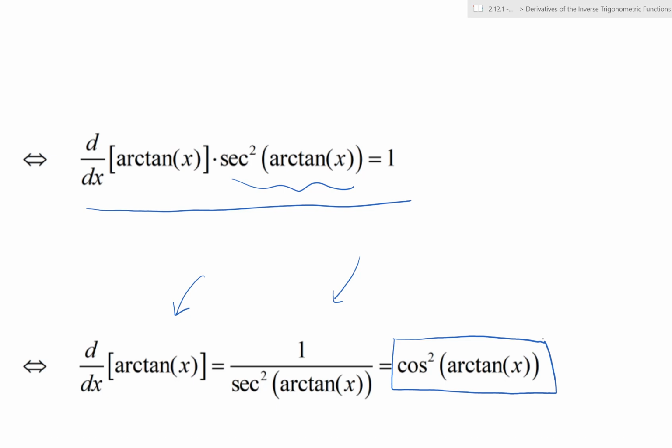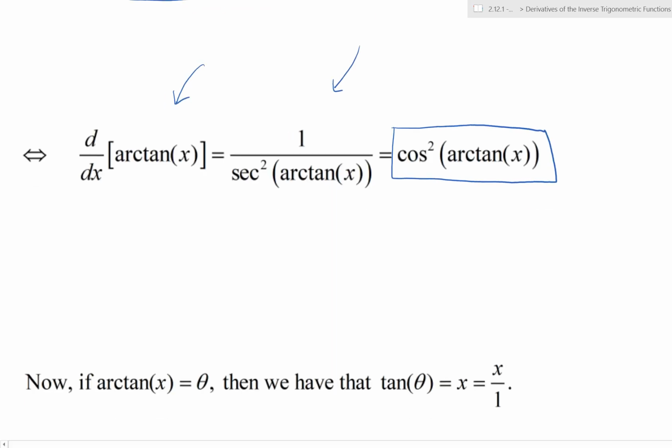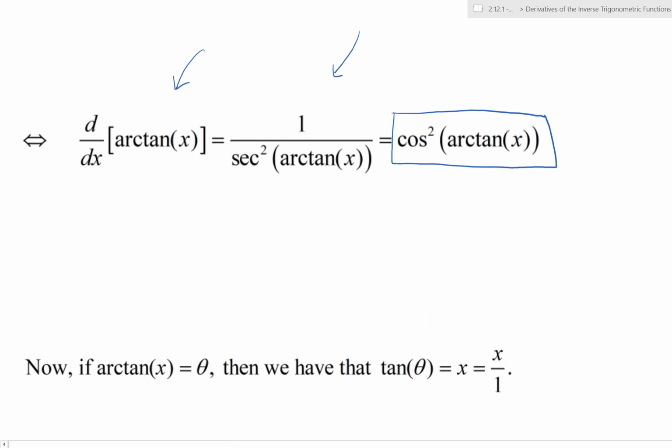However, we would like to simplify this result so that we don't have a trigonometric function, cosine, of an inverse trigonometric function, the arctan. To do this, remember that the arctangent of x is really a representation of an angle theta, such that the tangent of that angle theta is equal to x. Just think of taking the tangent of both sides of that equation. And thus, tangent of theta is x, which is the same as x divided by 1.